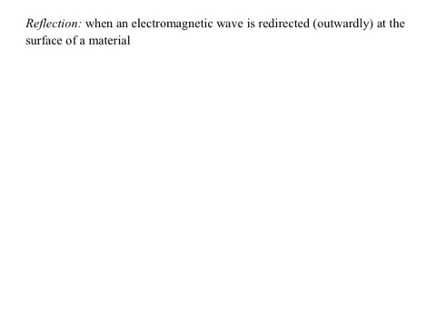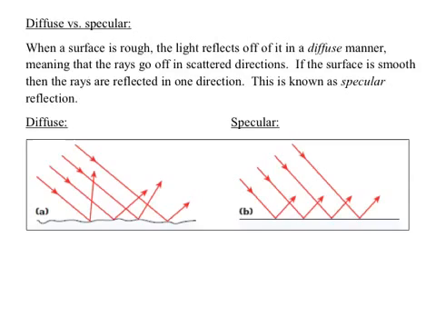First, we'll start with our definition of reflection, which is when an electromagnetic wave is redirected outwardly at the surface of a material. And you've seen this before with light. If you've ever seen light shine off the surface of water when it reflects off, or when you see a reflection in a mirror. But let's take a look at two different types of reflection. First, diffuse and then specular.